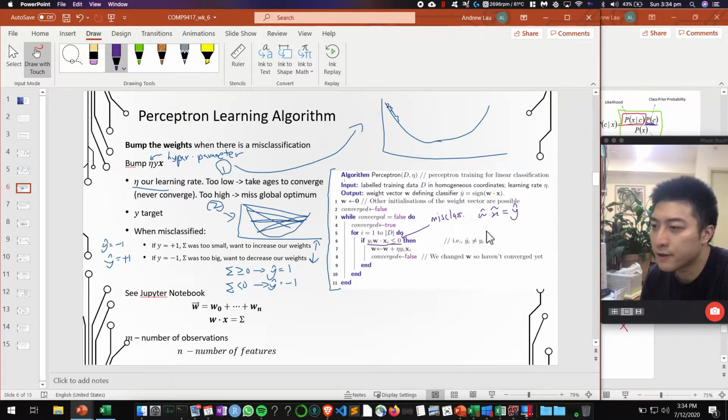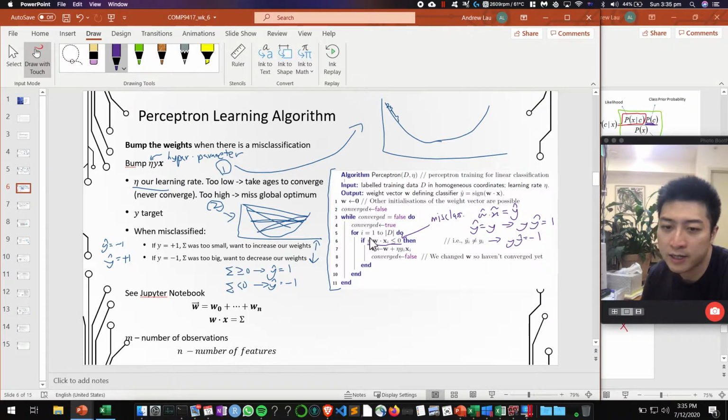Now, if y hat equals y, then this expression, y times y hat, is going to be 1, because they're both either plus or minus 1. It's only when y hat is not equal to y that y times y hat is going to be equal to negative 1. In other words, it is negative. So this only kicks in when there's a misclassification.